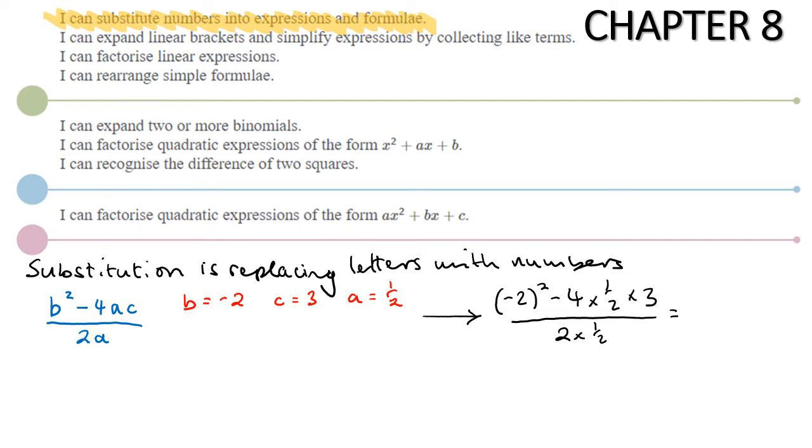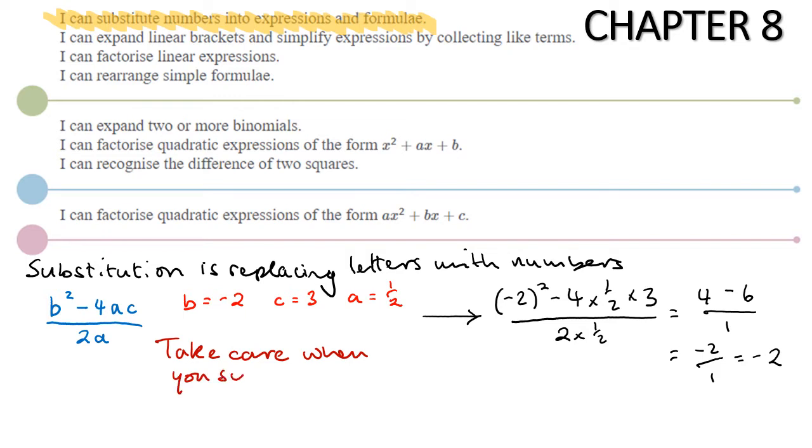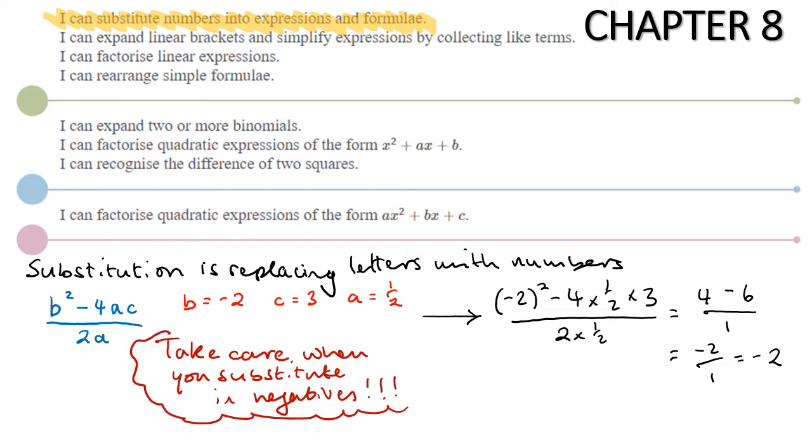So negative 2 squared is 4. Now what are we taking away from 4? Well, we've got 4 times 3, which is 12, half of 12, so you get 6. 2 times a half is 1. So we get negative 2 over 1, which is just negative 2. So all I'm going to say there is take care when you substitute in negatives. Yeah, remember your rules to do with multiplying and dividing negative numbers.